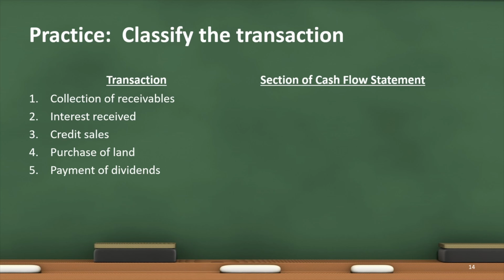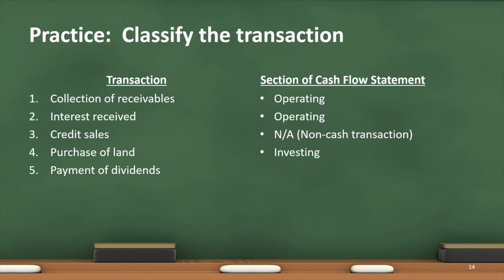If you're back, let's take a look at item 1. The collection of receivables is an operating cash flow that impacts current assets. Interest received can be classified as an operating cash flow because this impacts the computation of net income. Credit sales is actually a trick. It's not a cash transaction at all and wouldn't show up directly on a cash flow statement. The purchase of land is an investing activity, and the payment of dividends can be considered a financing activity.